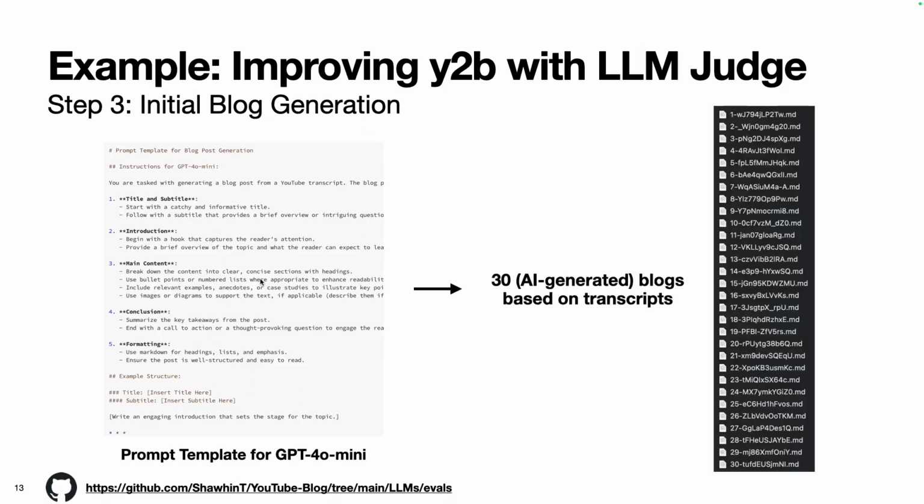But basically, I just take this initial prompt. I didn't really spend much time optimizing it. I just wanted a starting point, and I used that to generate 30 blogs based on the transcript. So these are now saved in a separate folder, but they have the same names as the human-generated blogs.